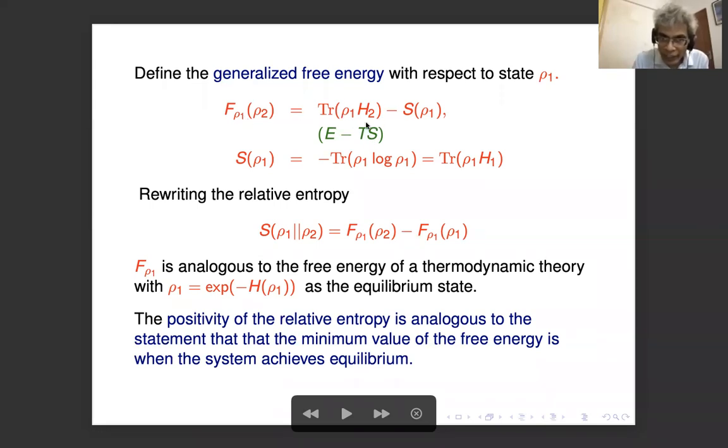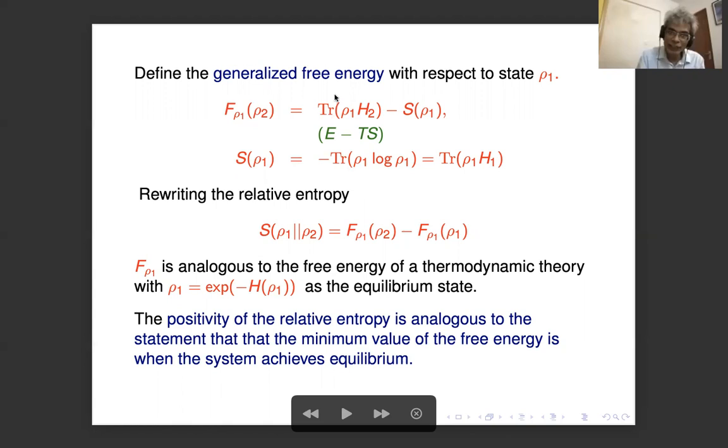So the analogy comes from this. This is like the expectation value of energy in the state rho 1. So that's E. And T is 1 because the Hamiltonian was defined with beta equals 1. So this is like S. So E minus TS. That is the analogy. Therefore, S rho 1, of course, is by definition minus trace rho 1 log rho 1, which is rho 1 H1.